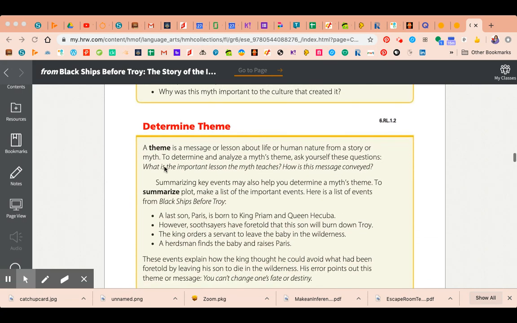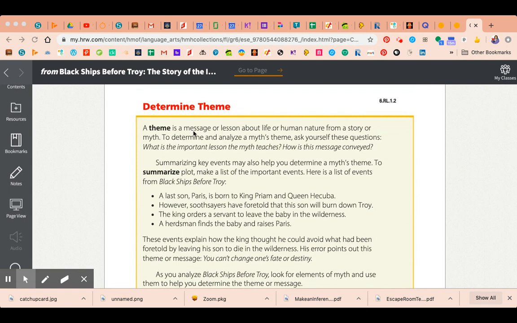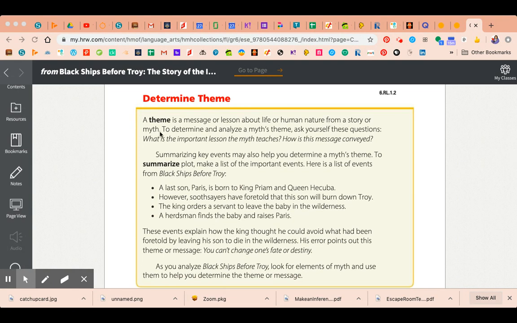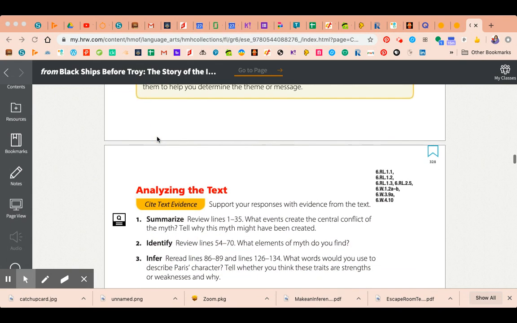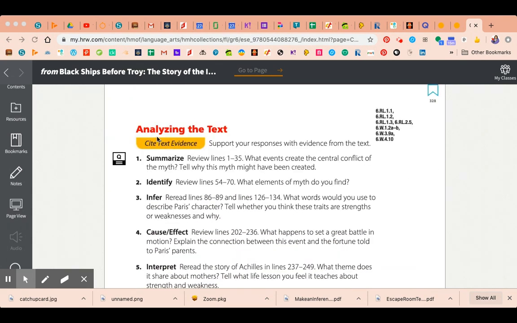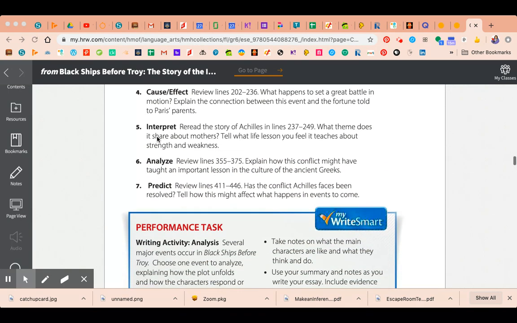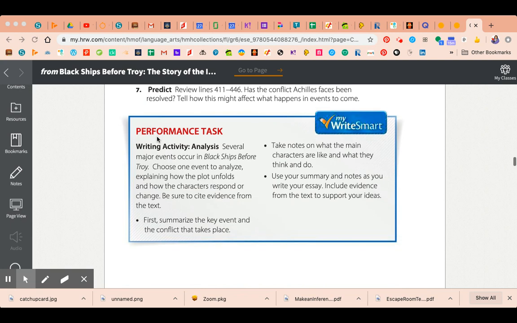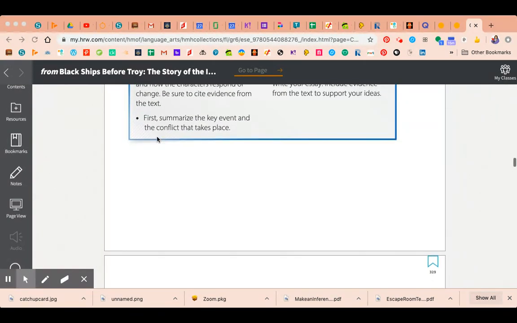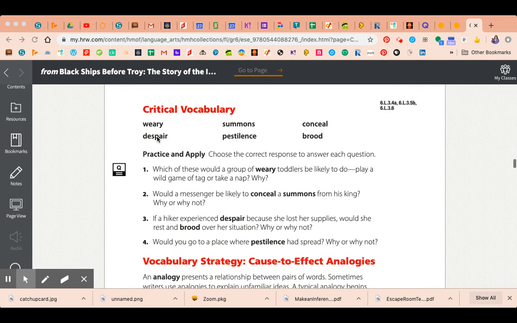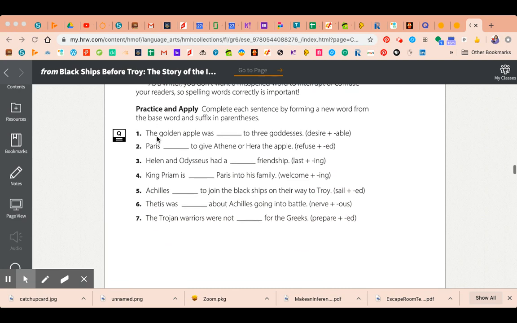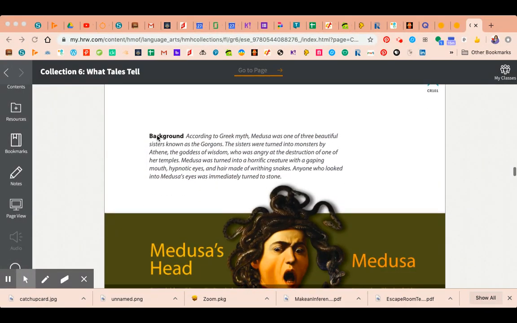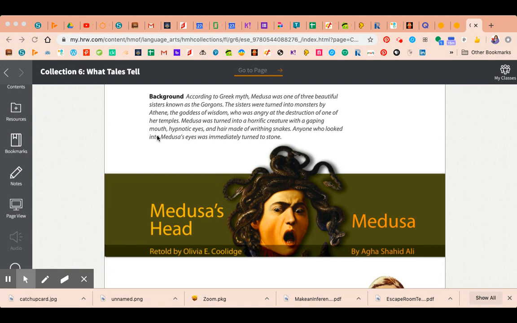Okay? So, like I said, it's going to have a theme or a message, a lesson about life or human nature from a story or a myth. So, it is going to ask you about the gods, the goddesses. It's going to ask you about admirable qualities that one of the characters possesses, and it's going to ask you what lessons you will be learning. So, I'm going to play the first part of Medusa's Head for you, and you have to answer questions along the way. It says, background.